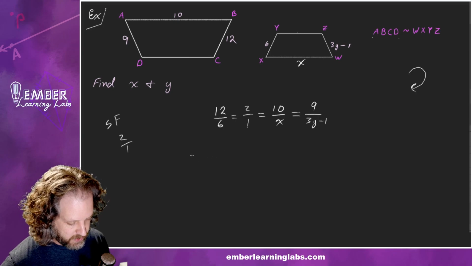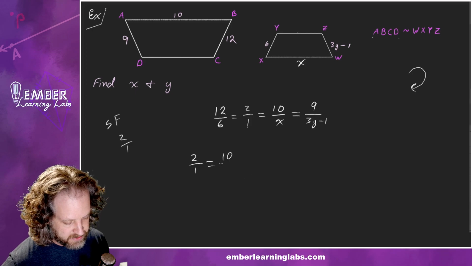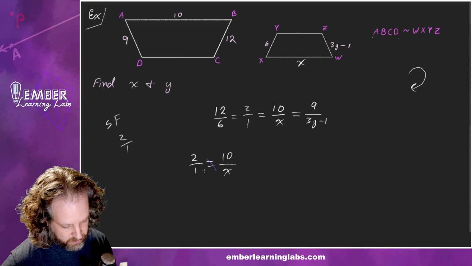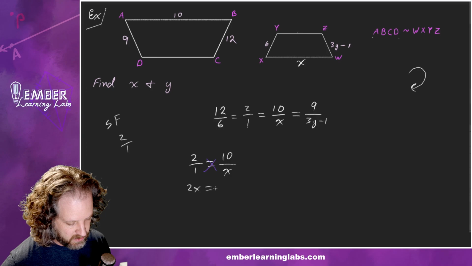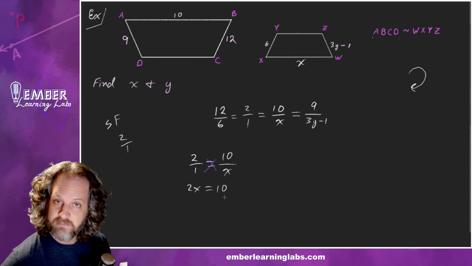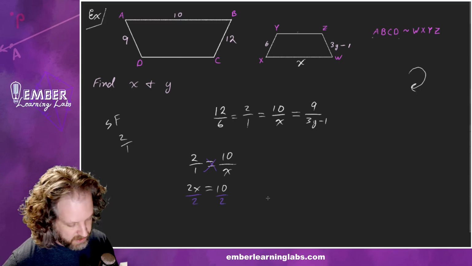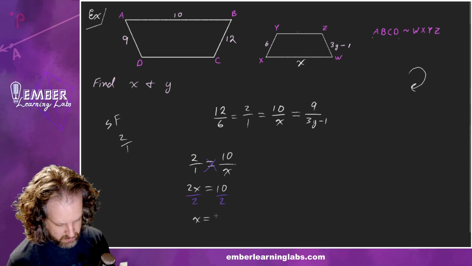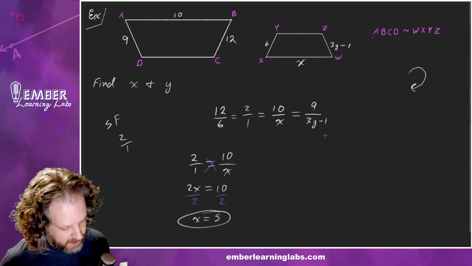So to find X, we can use the proportion 2 to 1 equals 10 to X. That's real easy to solve, right? 2 times X is 2X equals 1 times 10, which is 10. We divide by 2. A lot of you could probably do this proportion all in your head, right? Easy peasy. So X equals 5. No big deal, right?